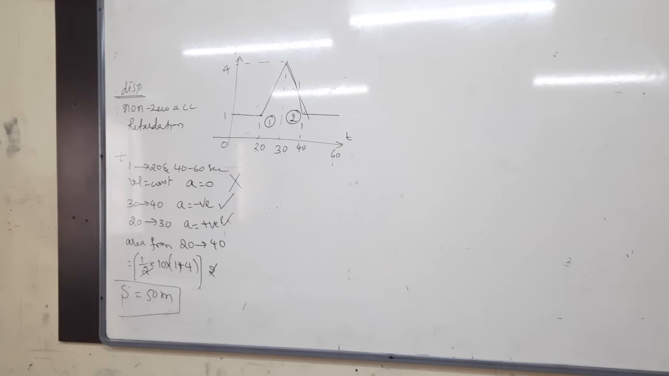Now what's the answer? What's the answer you get? Fourth option. How is it possible? No, logic should be there. Velocity should not be zero. Should be zero. Is there any rule for that?